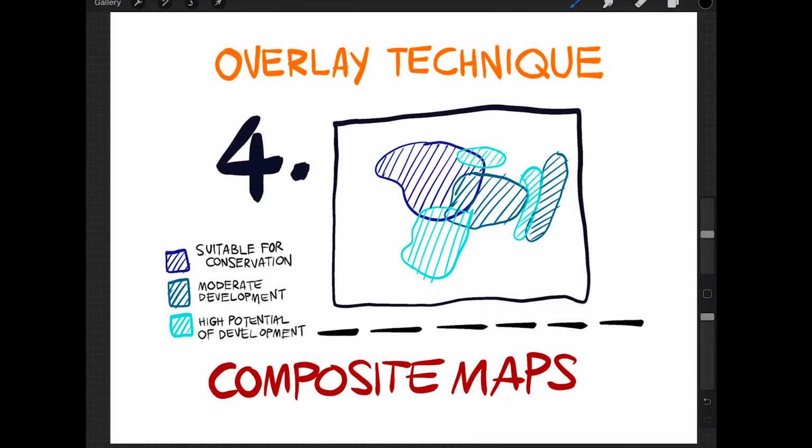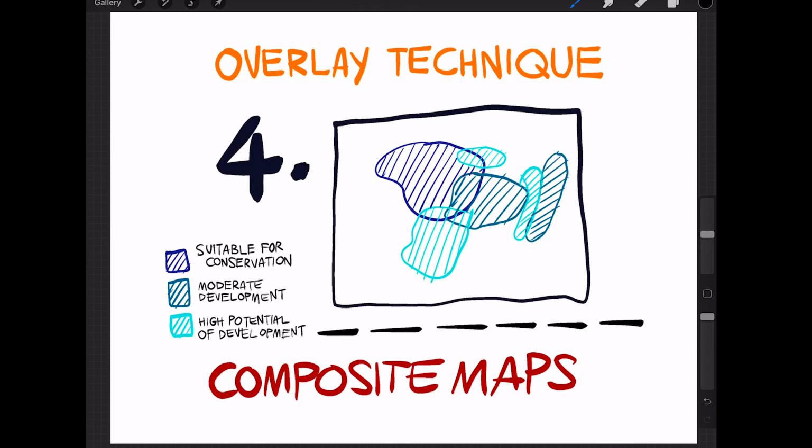For example, after you have compiled everything and overlaid everything, you will come out with one single map, which is called a composite map. Composite means you know which areas overlap each other on those map layers, and you will come out with a summary of suitability for development. For example, here I put in the legends: the darkest blue will be suitable for conservation, the second tone will be moderate development, and the turquoise color would be high potential for development. So that's how you do your overlay technique in GIS.